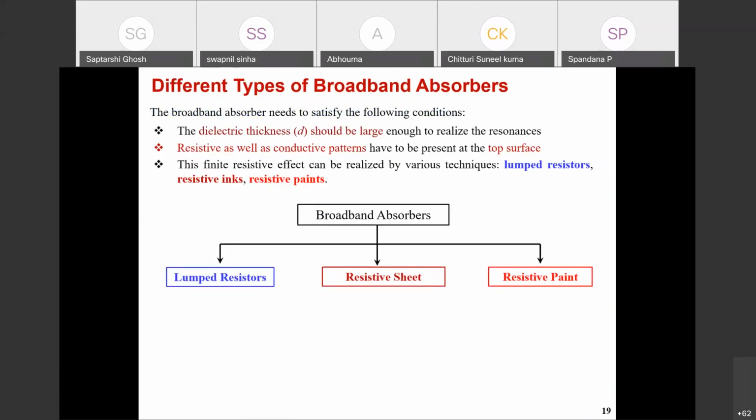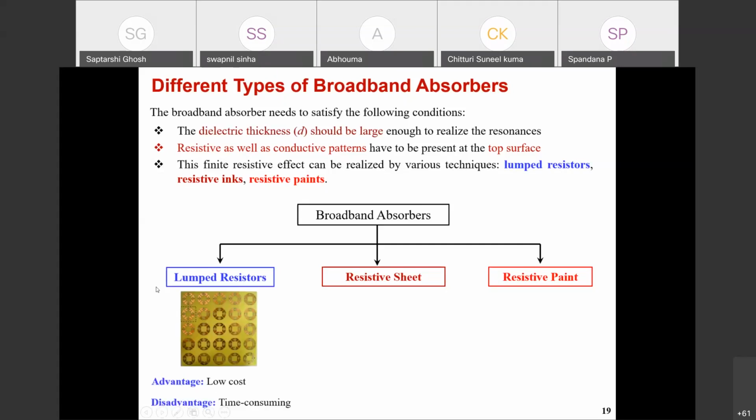the broadband absorber. How does this lumped resistor behave? In this structure, we consider the metallic pattern on the top surface, with initial geometries of the order of lambda by 4 to lambda by 6 unit cell distance, and in that case we put the lumped resistor, which we have to solder into the geometry. Lumped resistors have large ohmic loss, and based on this large ohmic loss, these structures absorb the wave over a wide absorption bandwidth and thus give the broadband absorber.